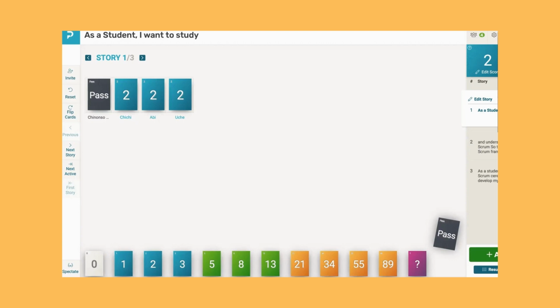It goes 1, 2, 3, 5. Sometimes you go to teams that are new to Agile, and you'll see 4, 6. That is where you know that you have work to do. You need to explain to them that story points go by the Fibonacci sequence.